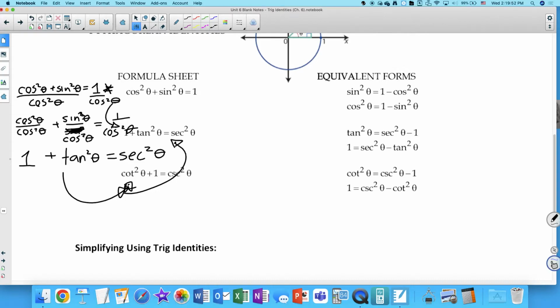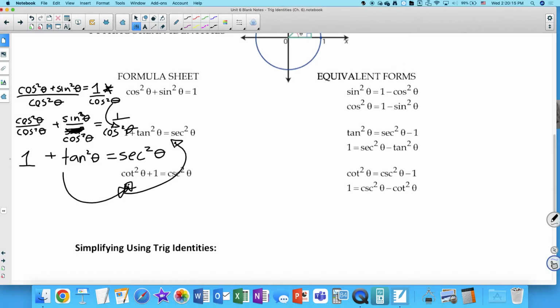But really, there are two main categories of identities. There's the Pythagorean ones, which are mainly just this one, and then the rest of them sort of follow. And then there's the sum and difference identities, what happens when you take the cosine of two angles added together, for example, or the sine of two angles added together, what happens there. Okay, and we're going to be looking at those tomorrow.